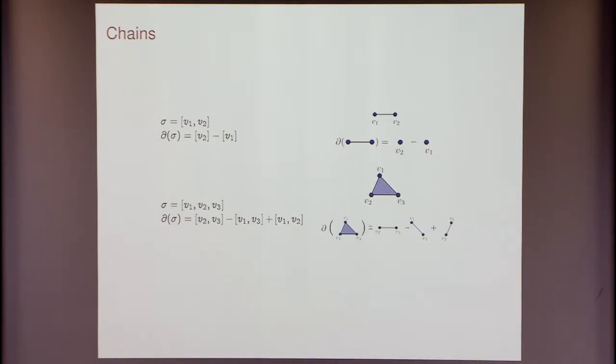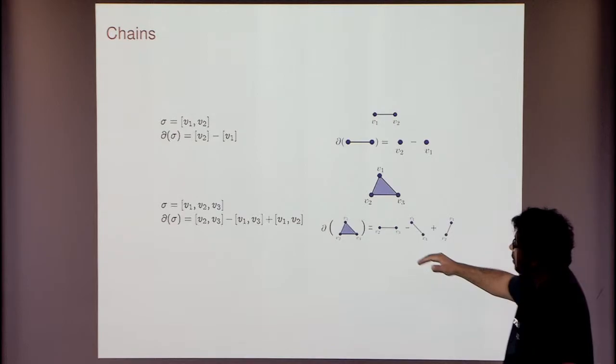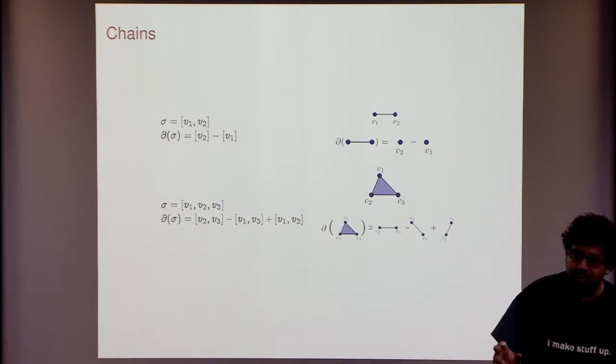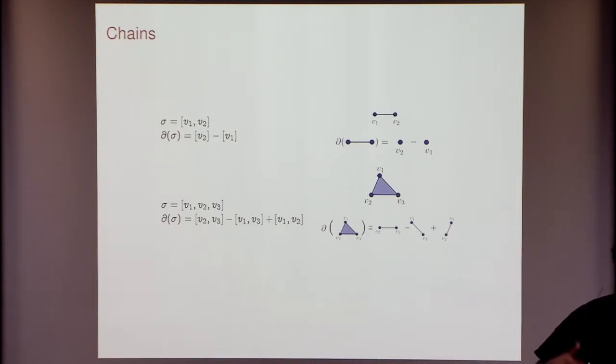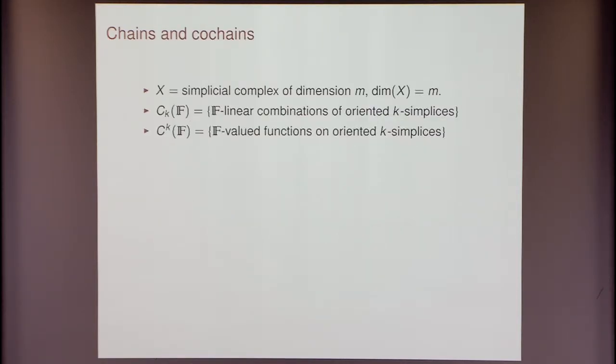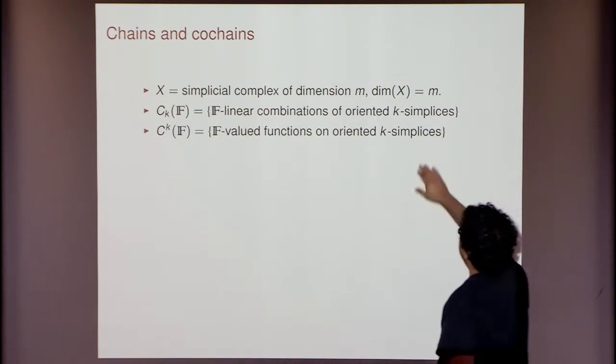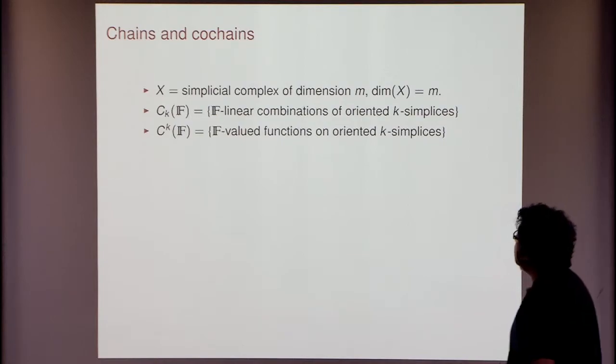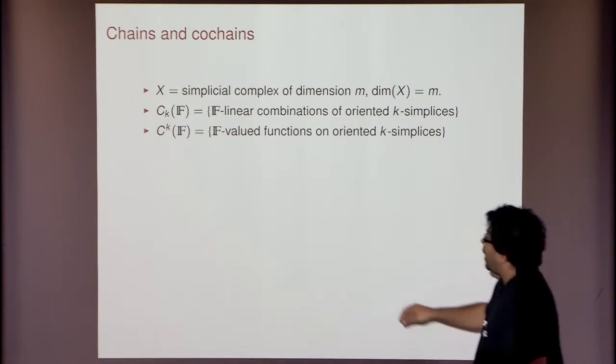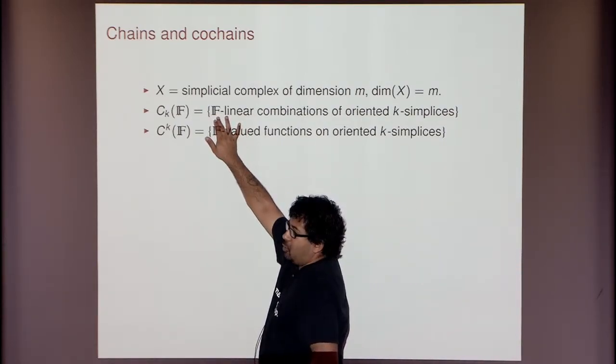And if you'll notice, almost always, we'll write things as alternating sums. Again, because of this algebraic topological construction, you have these alternating sums. You'll see them again and again. Okay. So again, I told you we're going to have chains and cochains. If I have a simplicial complex of dimension m, chains are linear combinations of oriented k-simplices. F is going to be a field. I'll tell you why I'm just calling it a field in a second.